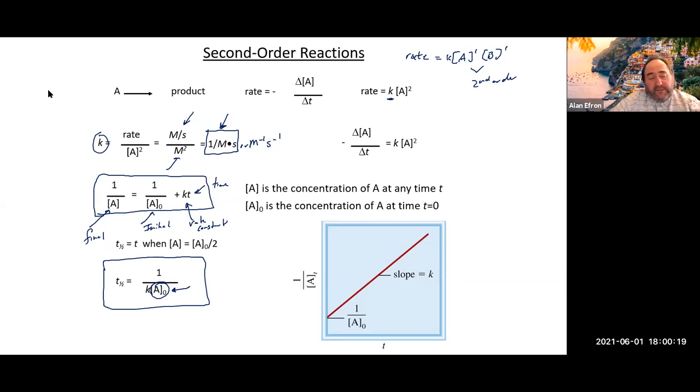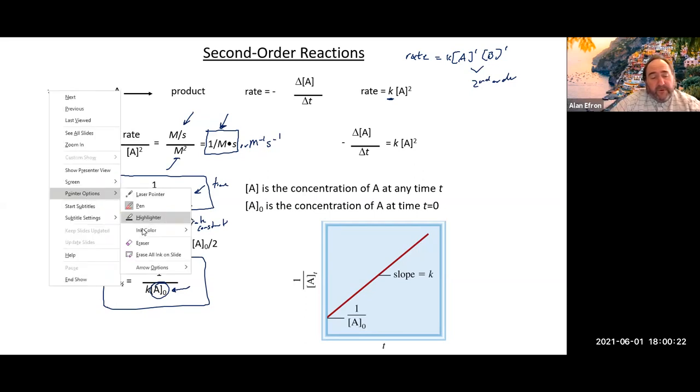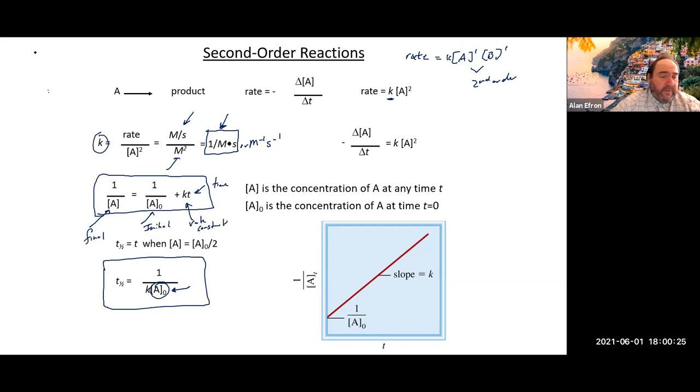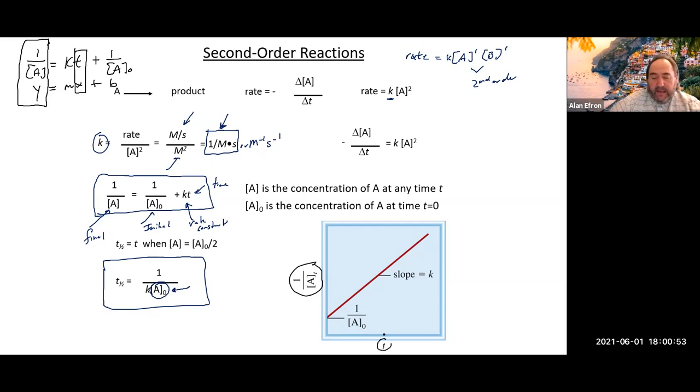We could also take this equation, like what we did with the first order, and rearrange it and write 1 over A is equal to kt plus 1 over A naught. And this would be written in the form of a straight line, y is equal to mx plus b. And this is how we get the traditional second order plot. On the y, we graph 1 over the concentration of A. On the x, we graph time, and that should yield you a straight line where the slope will equal k in this case, the rate constant.